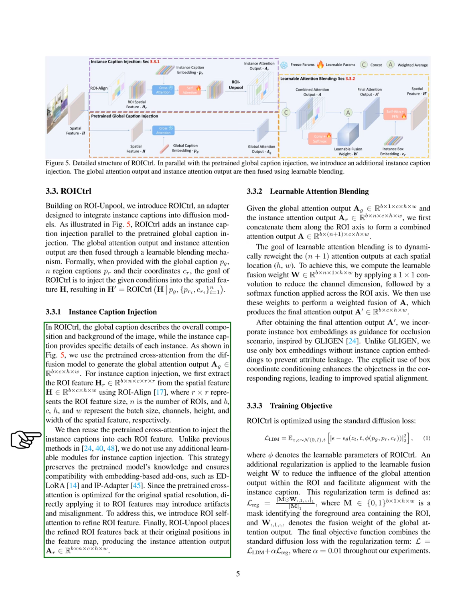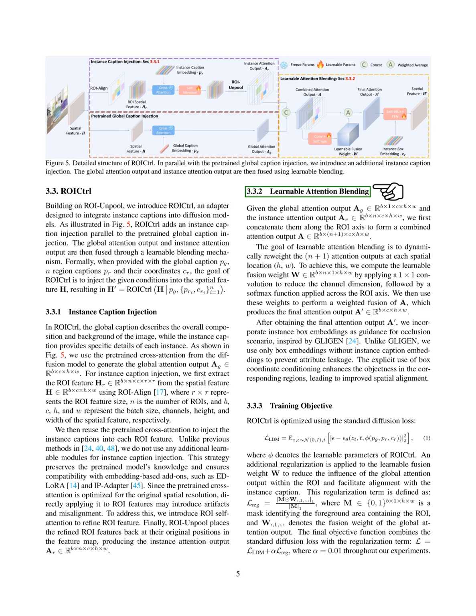To avoid artifacts from directly applying cross-attention to ROI features, we introduce ROI self-attention to refine these features. Finally, we place the refined ROI features back into their original positions in the feature map to create the instance attention output. For learnable attention blending, we concatenate the global and instance attention outputs along the ROI axis to form a combined output.